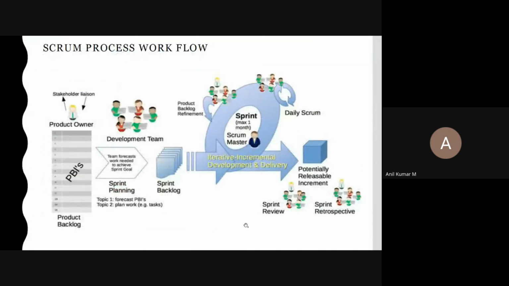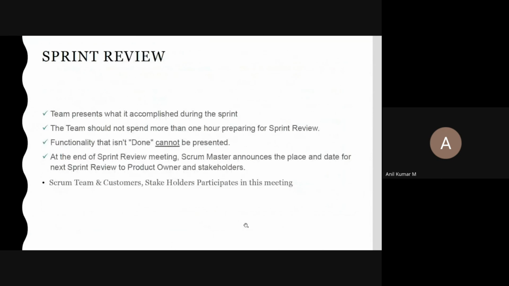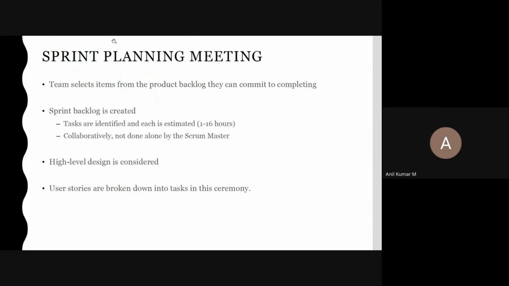Now, if we can observe here, in the sprint planning meeting, the team selects items from the product backlog and commits to completing them, right? So the team selects how many user stories they can complete in that particular sprint. And the sprint backlog, which is created here, has each task identified and estimated between 1 to 16 hours. Clear, 1 to 16 hours.